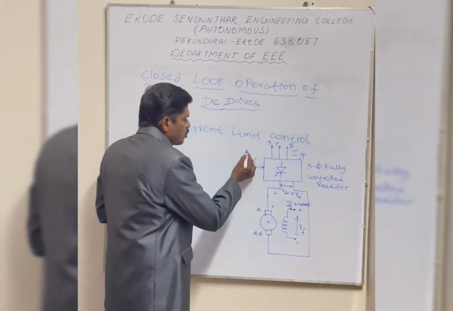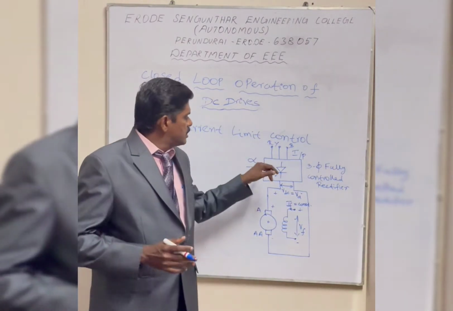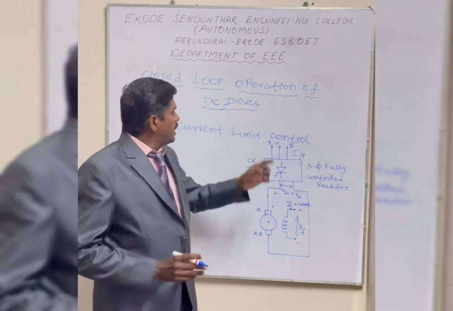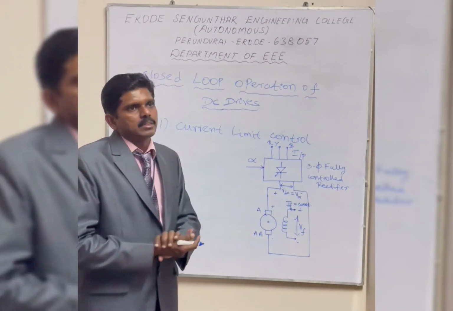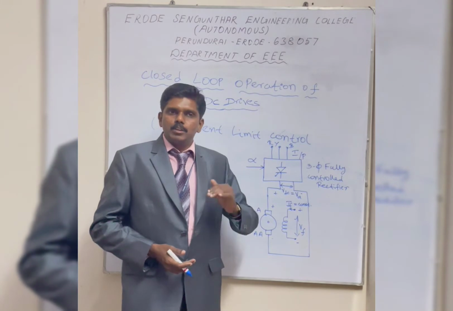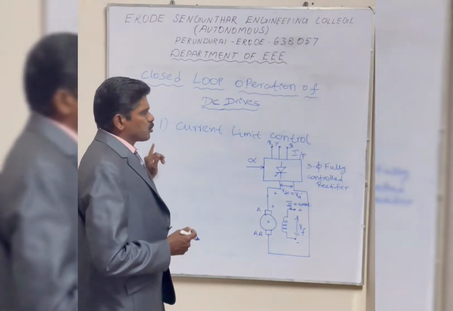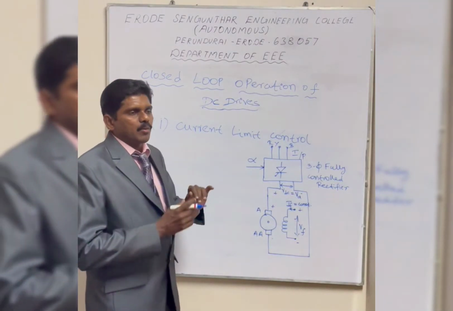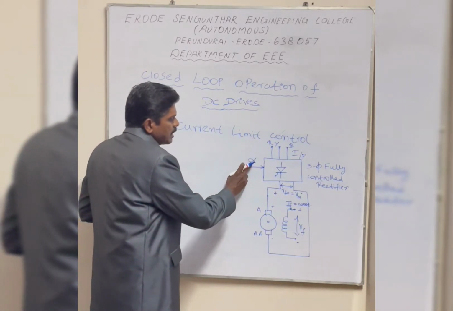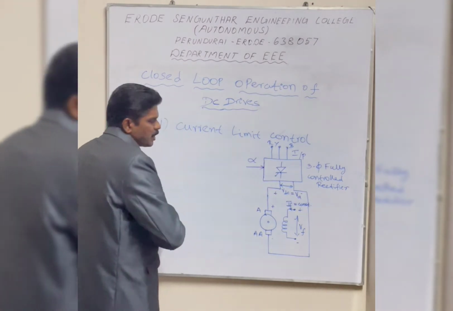But now how do we vary this alpha? Normally we make it variable through the firing circuit in an external circuit. But here we have closed loop operation, so the speed of the motor should be controlled automatically. How is it controlled automatically? By the nature of the closed loop operation, for which we require feedback. To control the firing angle of the three-phase fully controlled converter, we require a feedback control.